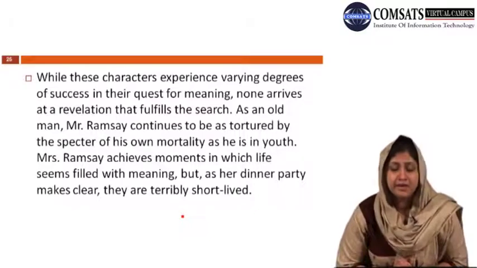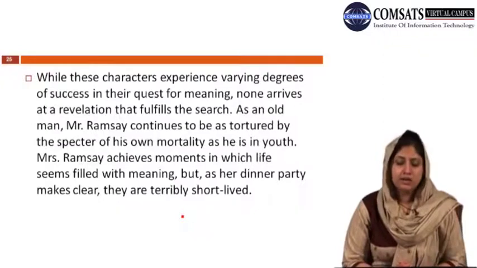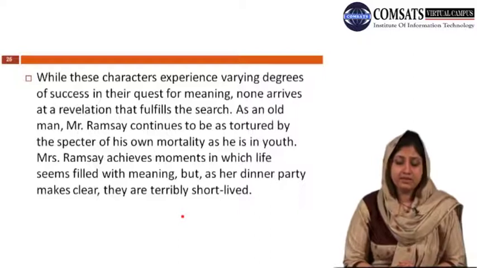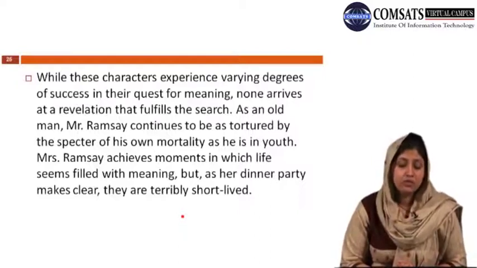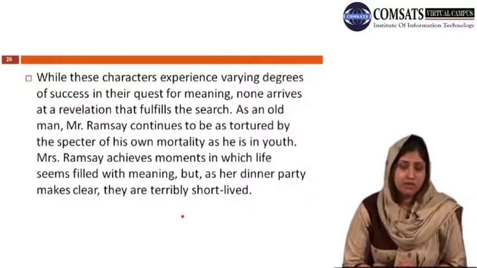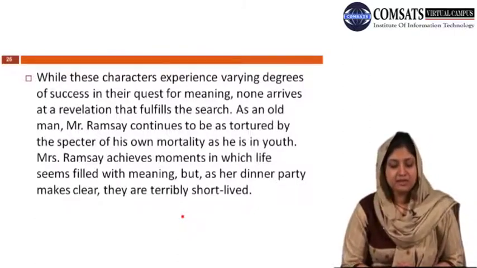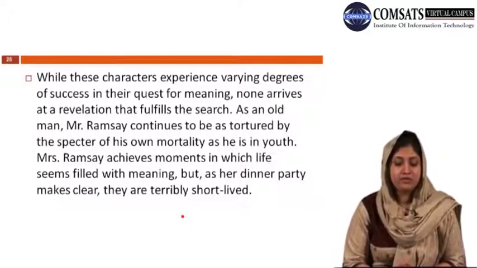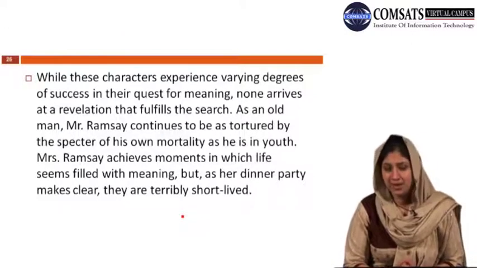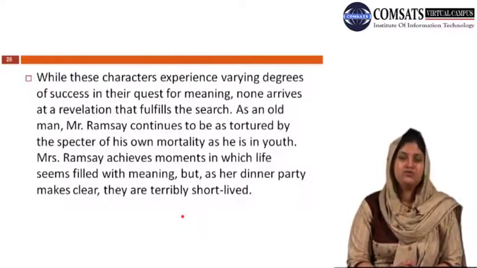While these characters experience varying degrees of success in their quest for meaning, none arrives at a revelation that fulfills the search. As an old man, Mr. Ramsay continues to be as tortured by the specter of his own mortality as he is in youth. Mrs. Ramsay achieves moments in which life seems filled with meaning, but as her dinner party makes clear, they are terribly short-lived and to be finished soon.